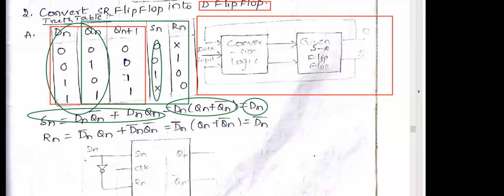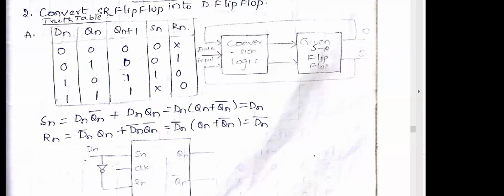Similarly, we have to write the R equation. For the R output, we check: R gives don't care, 1, 0, 0. The inputs are D and Qn. Combining the 1 and don't care entries, I am writing this equation as D bar into Qn plus D bar into Qn bar. Taking D bar as common, the expression will be equal to D bar. These are the output expressions for S and R.